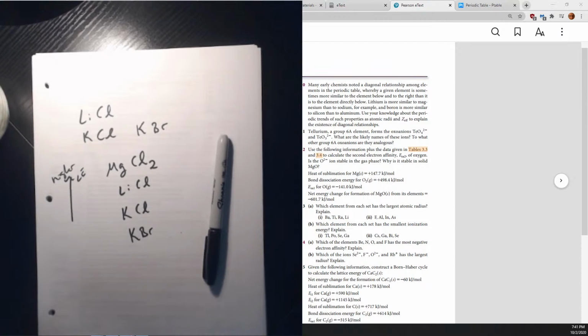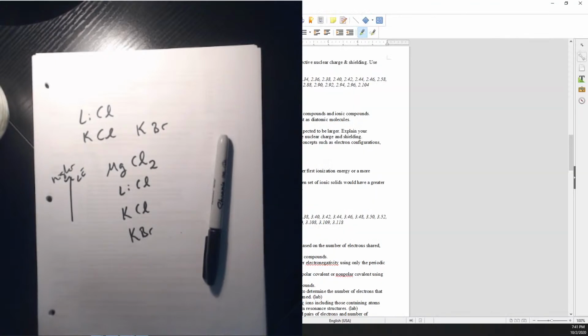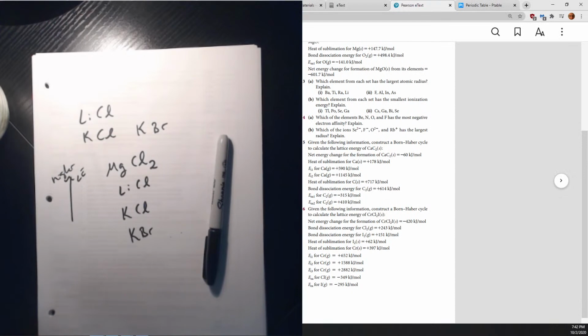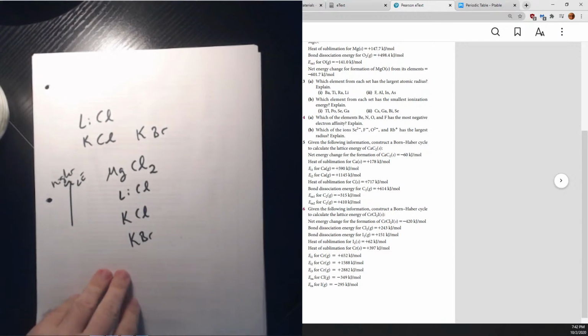Next up is, I believe, 108. Yes, 108. Oh, and then 109, then 118. 108. Each of the following pairs of elements will react to form a binary ionic compound. Write the formula of each compound formed and give its name.